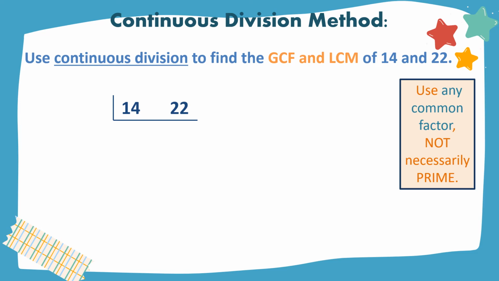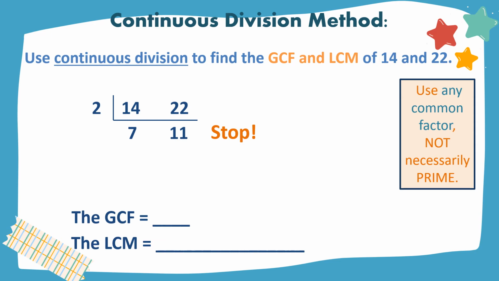which is not necessarily prime. So here, since 14 and 22 are even numbers, we can divide them by 2. 14 divided by 2 is 7. Put 7 under 14. 22 divided by 2 is 11. Since 7 and 11 cannot be divided by any number anymore except 1, then stop dividing. So on the side, we only have one group of common factors.